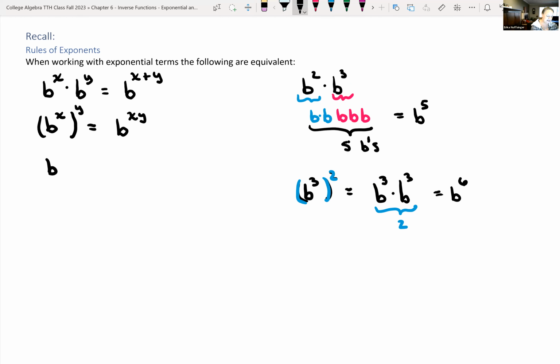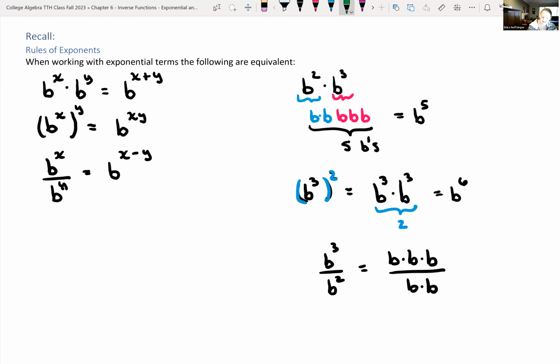If we had the same base and there was division, so let's say b to the x all over b to the y, we take the exponent on top minus the one from the bottom. So this is equal to b raised to the x minus y power. Technically, you're just multiplying them out. So for instance, b cubed over b squared, b times b times b, all over b times b. We can start canceling. There's 2 b's in common. That leaves us with a single b, which is the same thing as b raised to the 3 minus 2 power, which is b to the first.